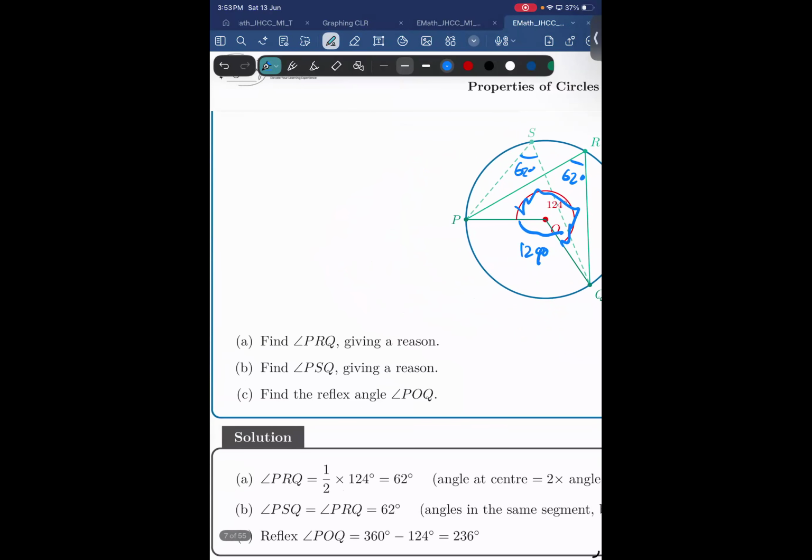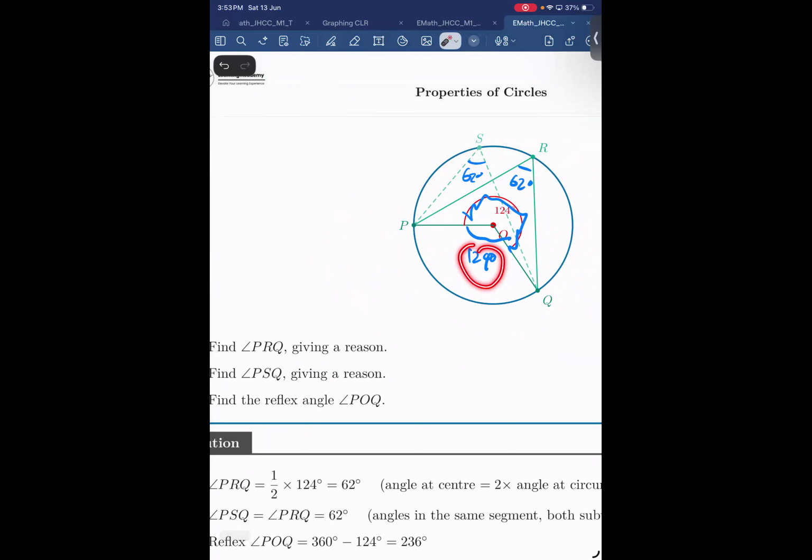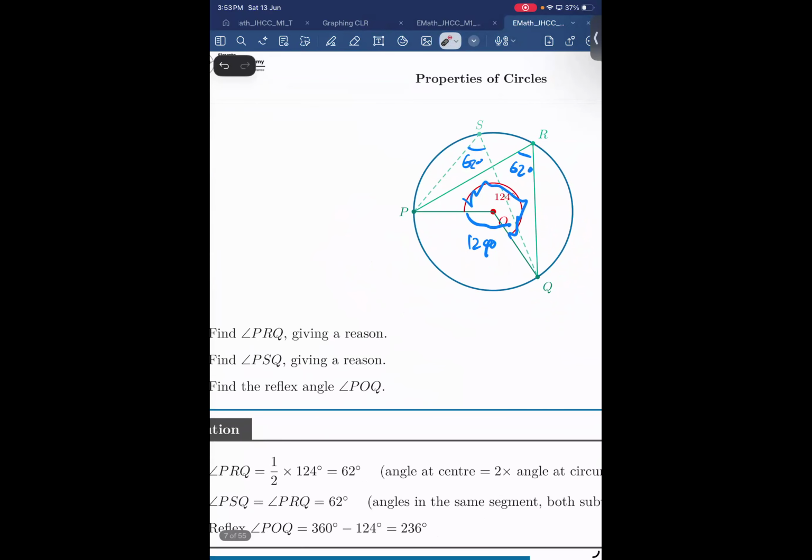And then lastly, reflex angle QOQ. Reflex angle means an angle larger than 180 degrees. This is 124 degrees, so it will be 360 minus 124 degrees, angles at a point. So 236 degrees is the answer.